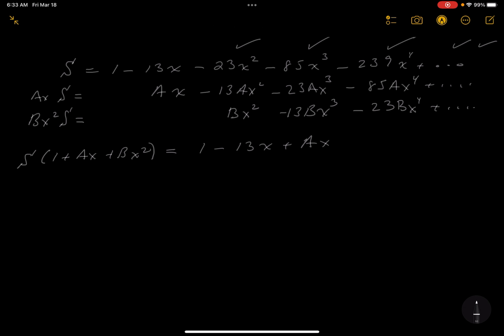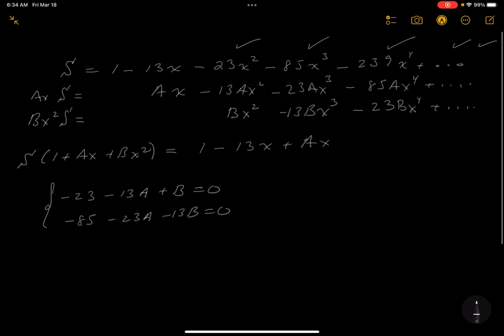So I'll write this down. I want the coefficients to sum to 0. So I want minus 23 minus 13a plus b to sum to 0. And I want that next guy, the cubic term, also to disappear. And what do you get there? Let's take a look at that. You get minus 85 minus 23a minus 13b is equal to 0. All right, let's take a look. And I guess I've got to figure out, there are two equations and two unknowns, and I've got to figure out how I'm going to do that.